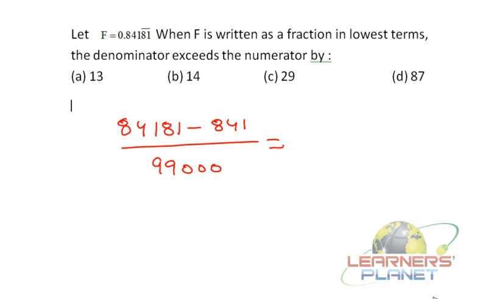Okay friends, so it will be 1 minus 1 is 0, then 8 minus 4 is 4, then 11 minus 8 is 3, then 84 minus 1 is 83, that is 83340 by 99000. Now we have to simplify this. Definitely the number is divisible by 2, and I think the number is divisible by 9 also, since 8 plus 4 is 12, and 3 is 15, and 3 is 18. So we can divide the number by 18.